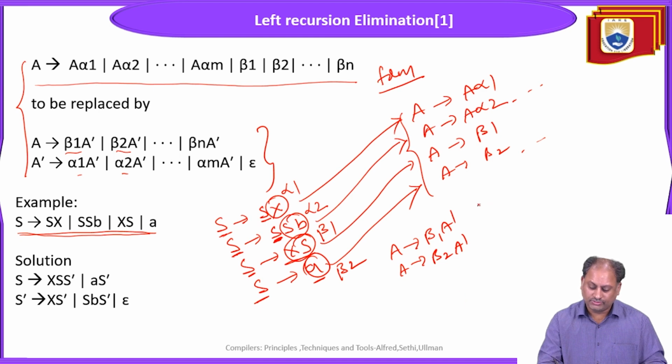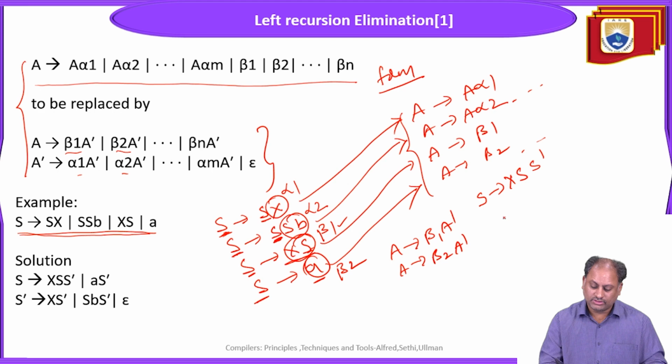Now if you apply this one, we will get A derives beta 1, that is XS. A dash, so here A indicates that yes, this is S. So in this case our formula, syntax generation, A is S. So that's why A derives beta 1. Beta 1 is XS. So we have written XS, and then we apply A dash. A dash means S dash.